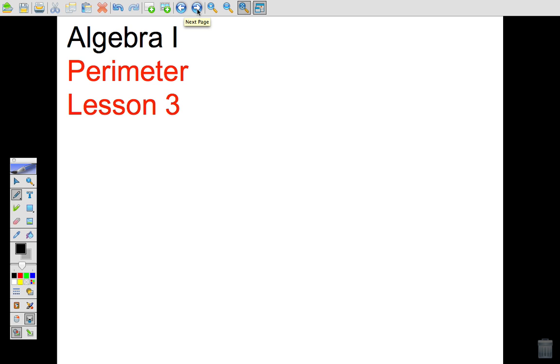All right, lesson 3 is called perimeter, and actually there's two parts to lesson 3. One part is the perimeter, and another part is called circumference. And really, they mean the same thing. In the past, you learned that a perimeter is simply the distance around an object.